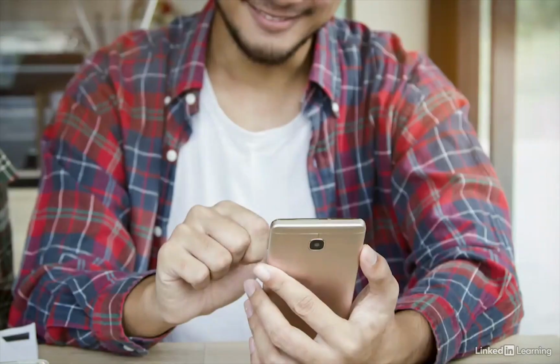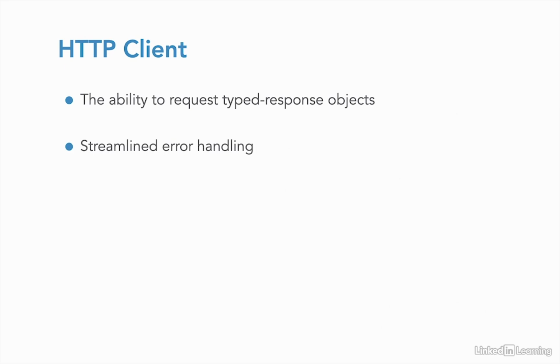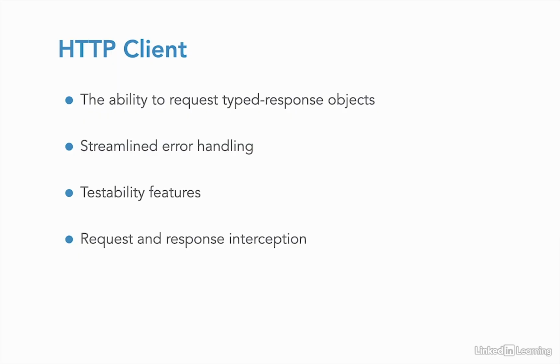The majority of the apps we use on a daily basis are powered by web services. The data that we see is retrieved from the cloud and then parsed behind the scenes on our device. On Android, this data retrieval and parsing is often handled by HTTP clients. These clients allow you to communicate with a server over the HTTP protocol. Think GET, POST, PATCH, and DELETE. In addition, they provide the ability to request typed response objects, offer streamlined error handling, straightforward testability features, as well as request and response interception.